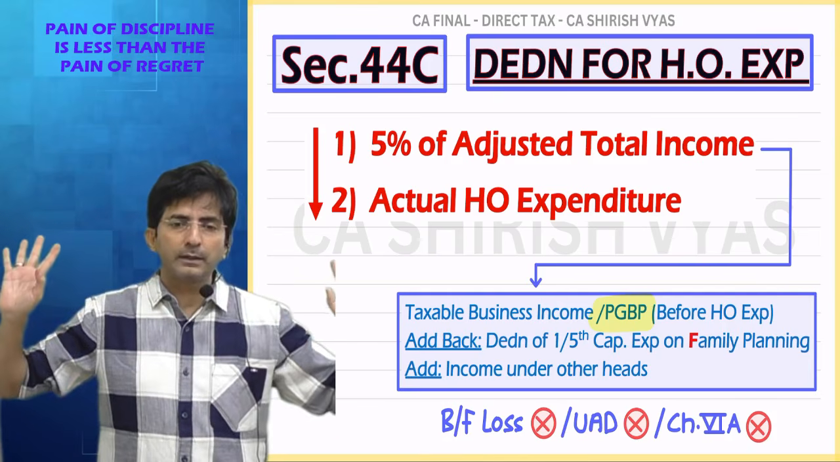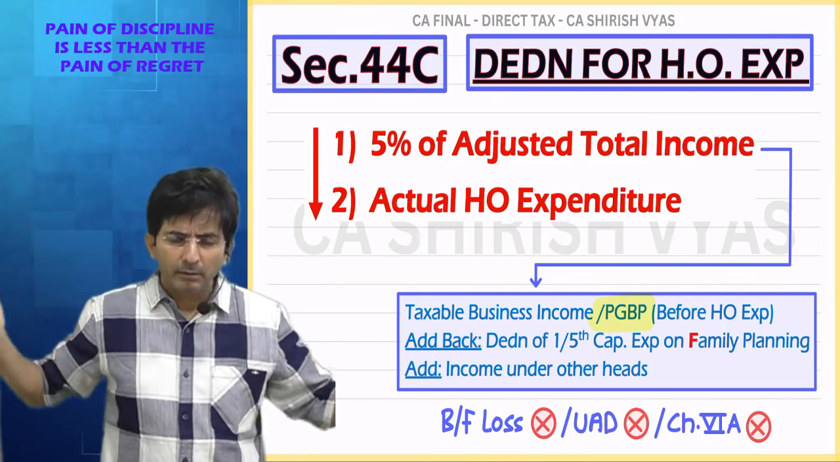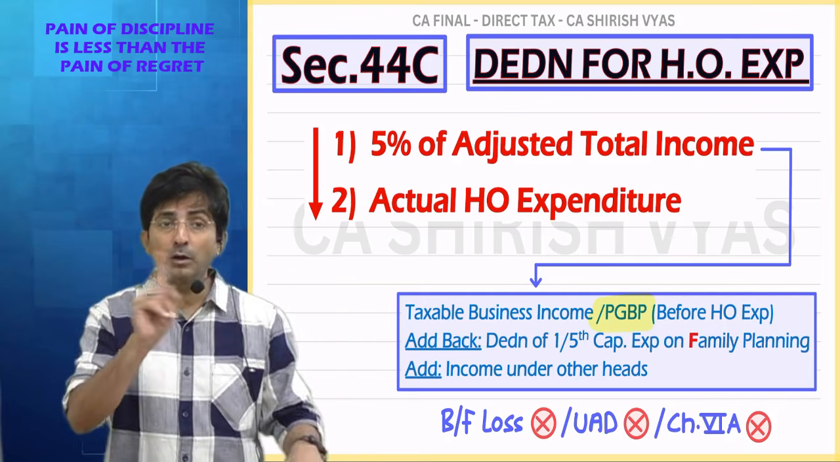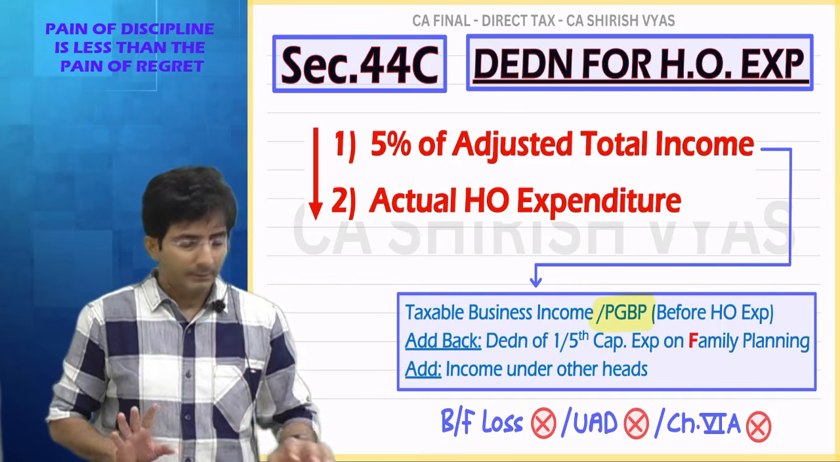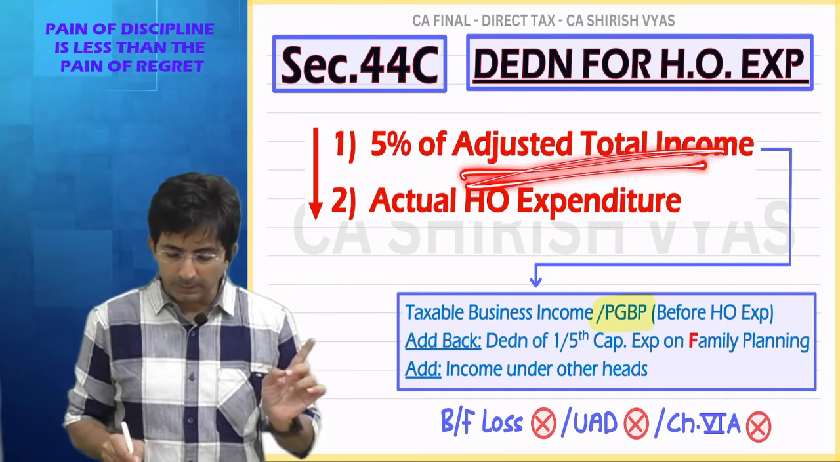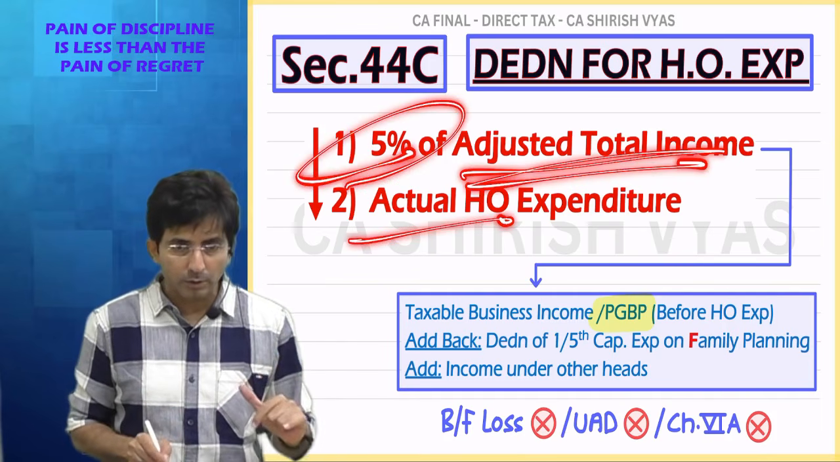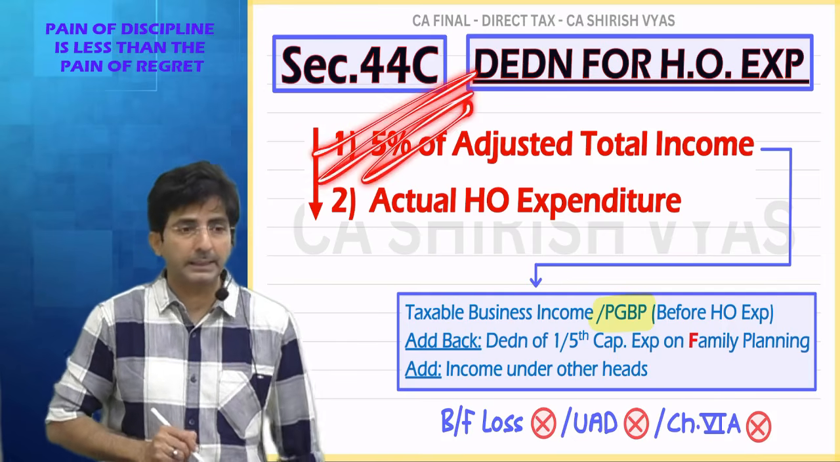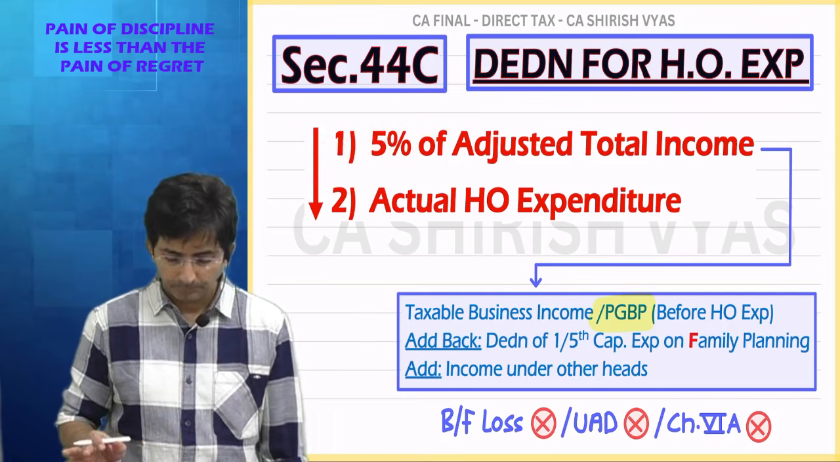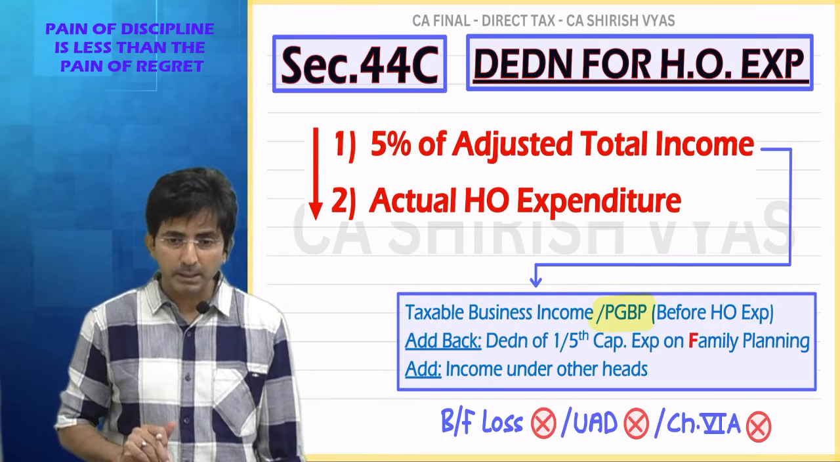All other heads of income add. Combine all the incomes. Don't take brought forward losses, don't take unabsorbed depreciation, don't take chapter 6A. This is the working for adjusted total income. Take 5% of that, compare with the actual, whichever is less. So this much deduction you get in 44C. Okay, 44C. So 44C is done.